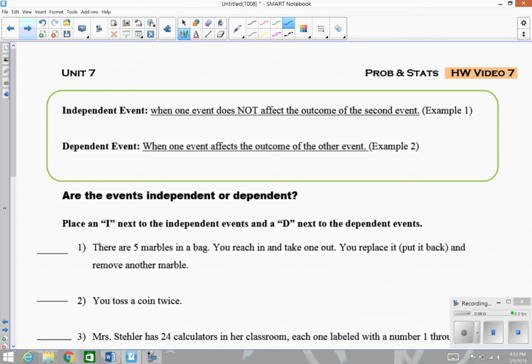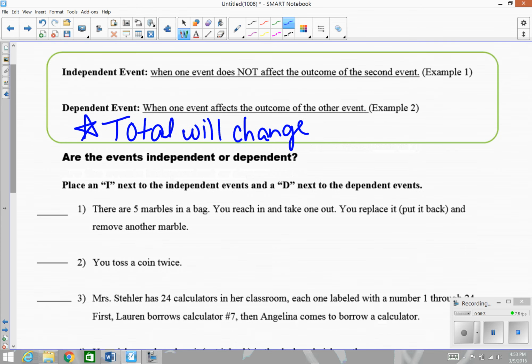A dependent event is when one event does affect the outcome of the other. So that's like example 2, where if you eat a Skittle, it disappears, you've changed the total. And that's what's going to happen most of the time. Your total number will change. I can't guarantee that, but most examples I've ever seen are like that. And if we do some practice here, you'll see what I mean.